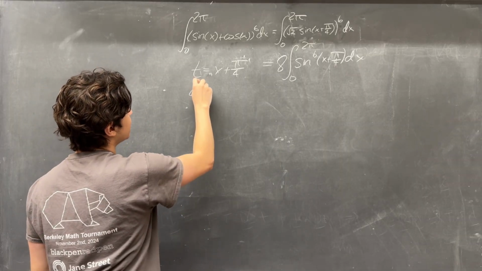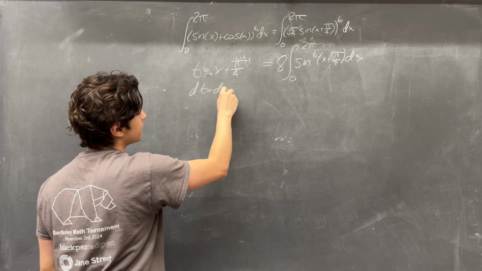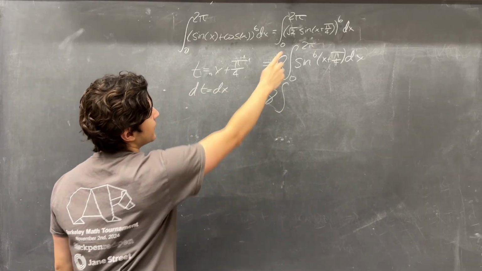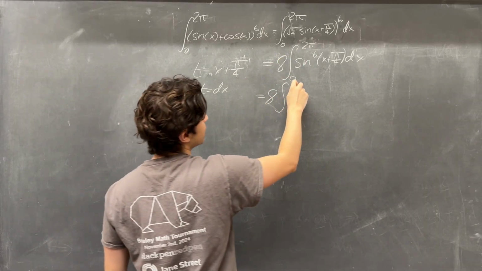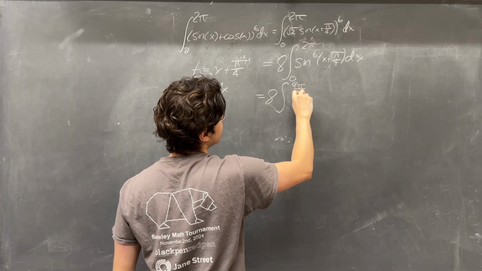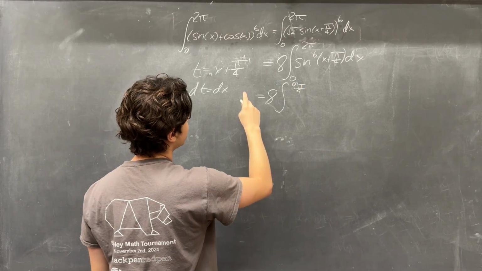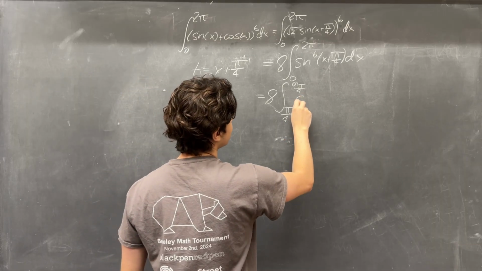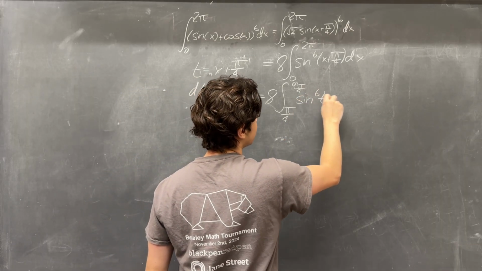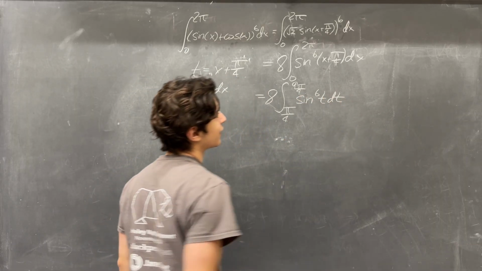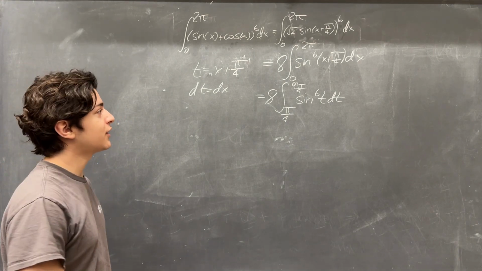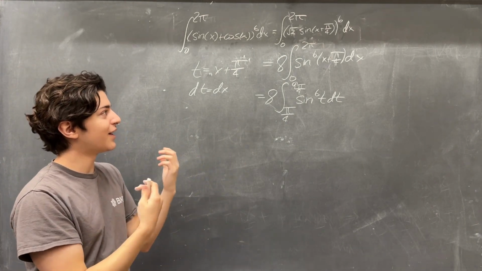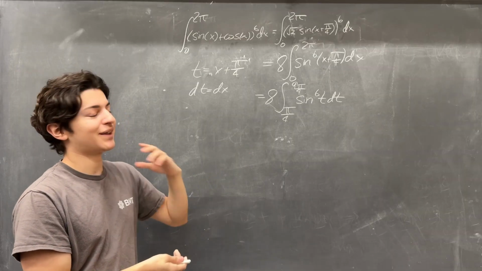So we'll get that dt equals dx. And the new bounds will become 2 pi plus pi over 4, which is 9 pi over 4. And the lower bound becomes just pi over 4. And we'll get sine to the 6th t dt. Again, this is not a very necessary step to take. You can go about the solution without having done this, but for the sake of just not writing so much, I'm just going to make that substitution real quick.